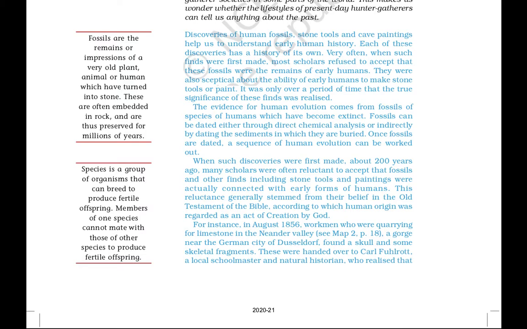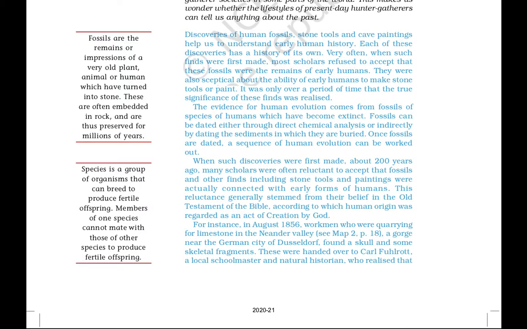Fossils can be dated either through direct chemical analysis or indirectly by dating the sediments in which they are buried. Once fossils are dated, a sequence of human evolution can be worked out.